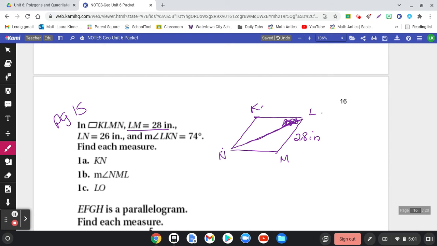So that's a diagonal. And the measure of angle LKN, which is this one up here, is 74. Oh, see, we drew it the wrong way because that's obtuse, but that's okay. So angle NML down here is also 74. I'm just going to answer that question now. All right. KN is also 28. They're opposites.